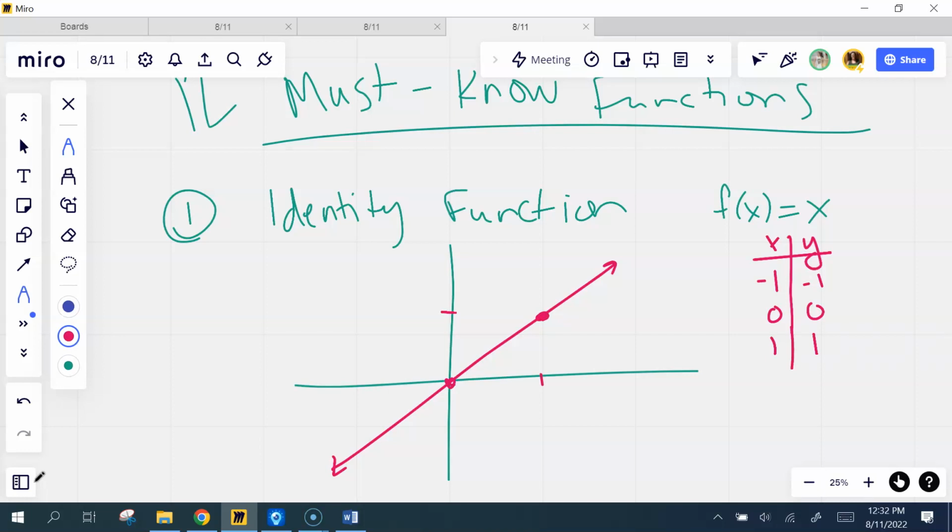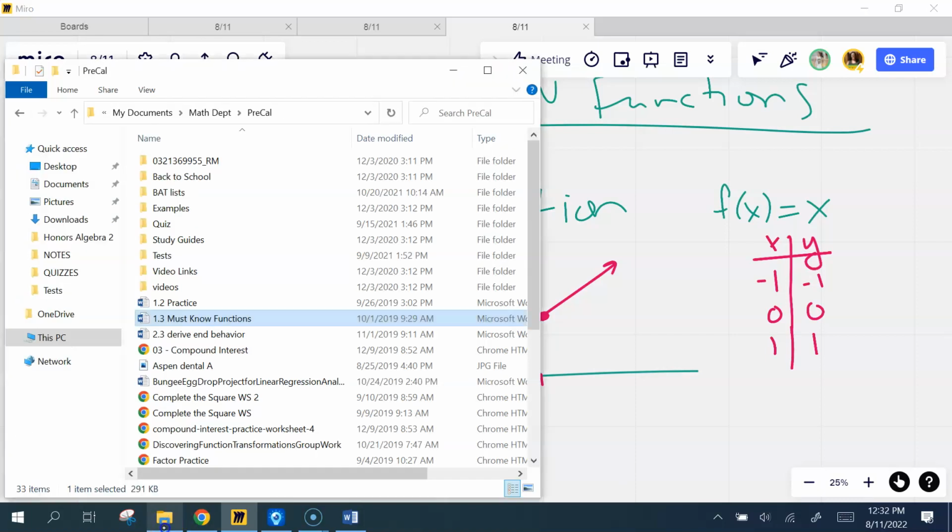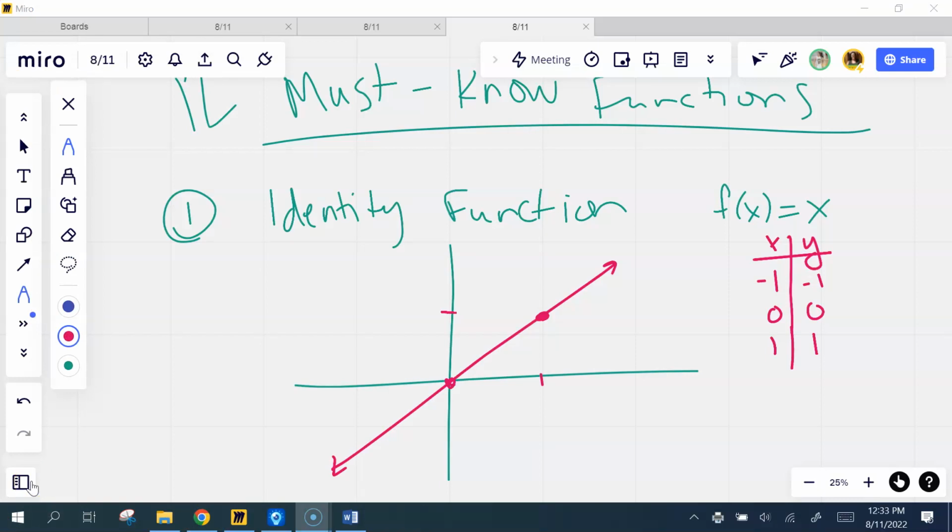This is what I was talking about, I'm not going to write all this down, but you need to know all of the necessary analysis. The domain is negative infinity to infinity. What about the range? Negative infinity to infinity. How about, is it continuous? Why? That's exactly right. You can draw it without picking your pencil up. Is it bounded? No, it's unbounded.